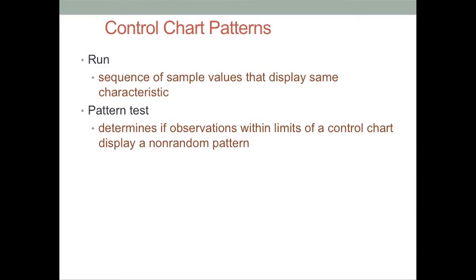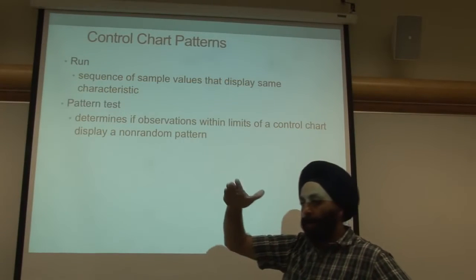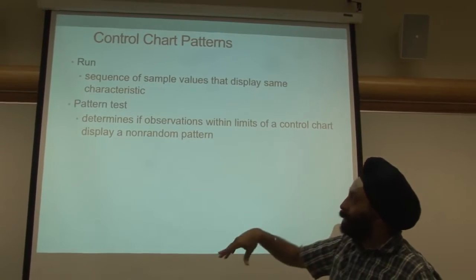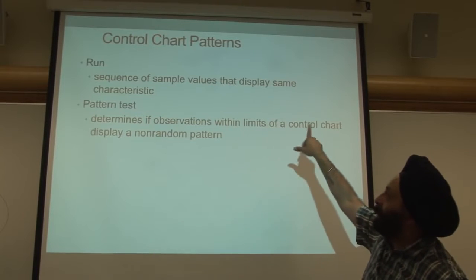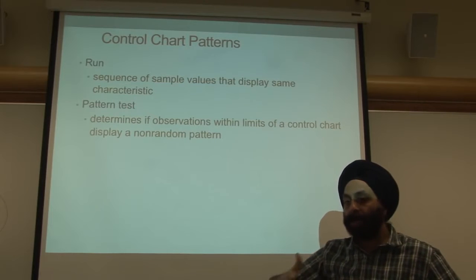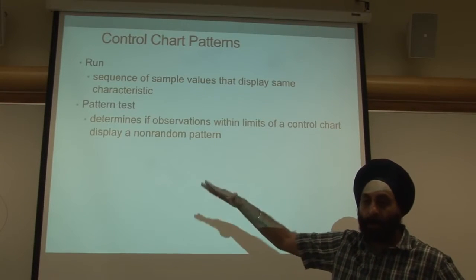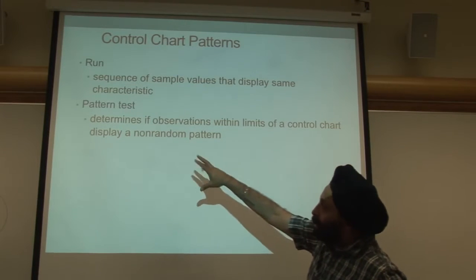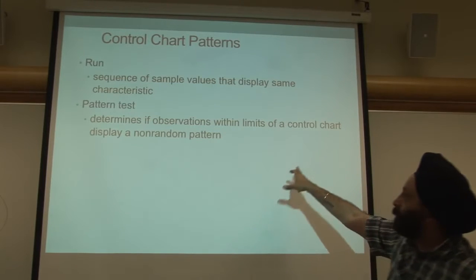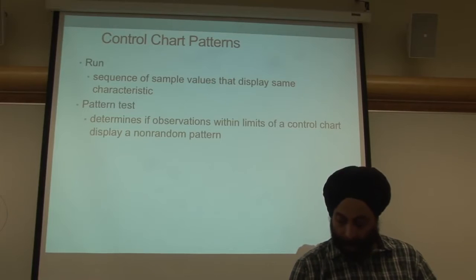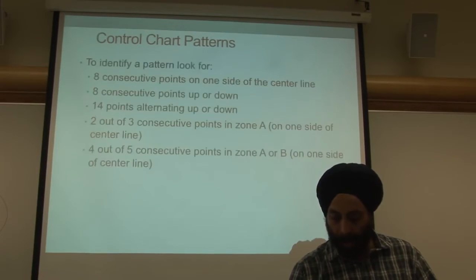Various types of control chart patterns that you need to be aware of include a run, where you see a consistent downward movement or upward movement. That is a sequence of sample values that display the same characteristics. It is something very similar to what you may see in the Dow Jones Industrial Average: if it consistently goes up or consistently goes down, that will be a run. Certain patterns determine if observations within the control limits display a non-random pattern, that is, if things don't appear to be random.